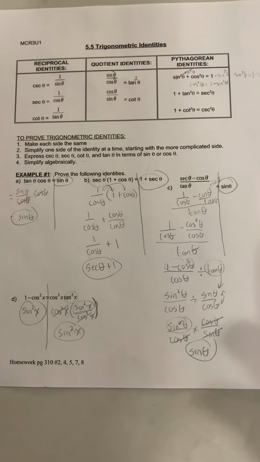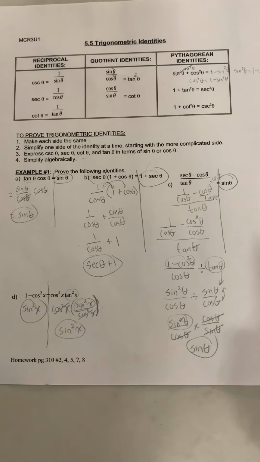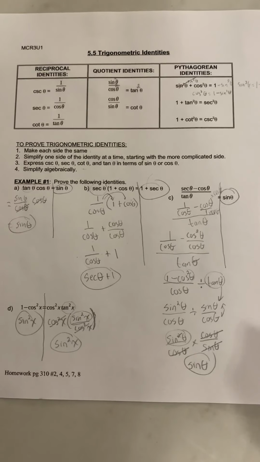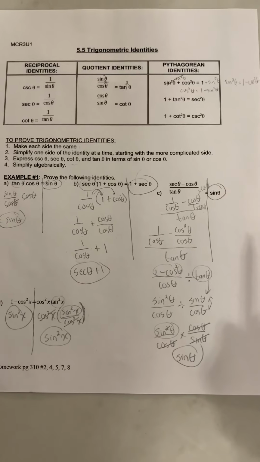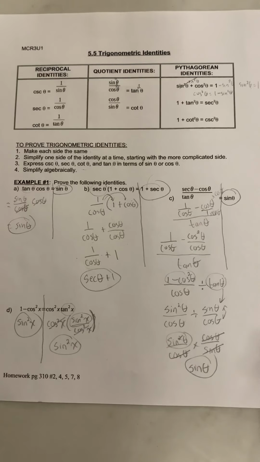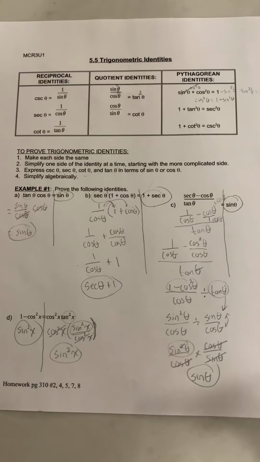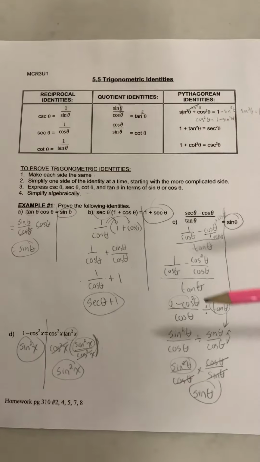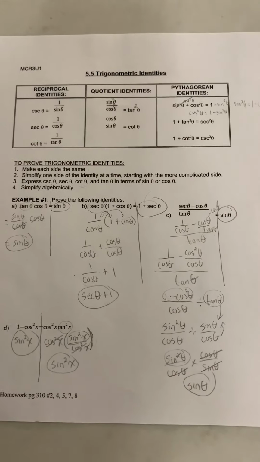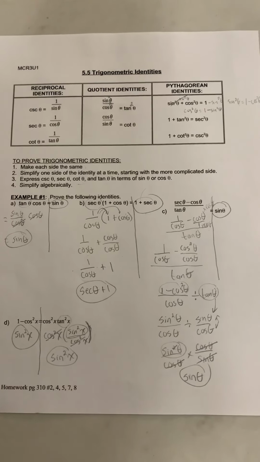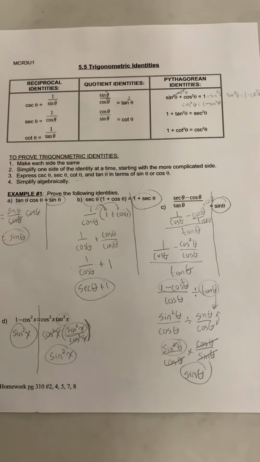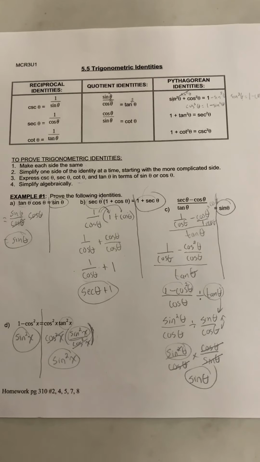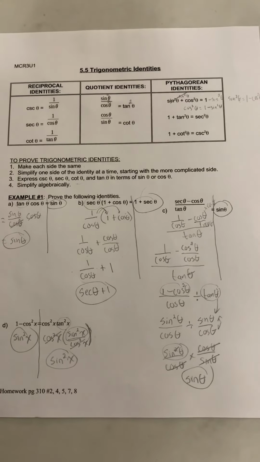So homework, page 310, numbers 2, 4, 5, 7, and 8. This section is not necessarily the favorite section for many students. Personally, I really like them because, for me, they're like little puzzles. If you just follow the guidelines, you should be able to get through the identities. But obviously, there will be some difficult ones, or ones where you might not think of a certain method. So the more you do, the better you will get at them.